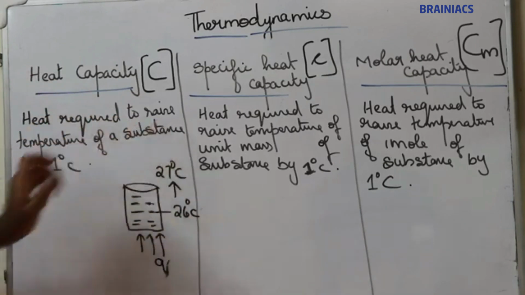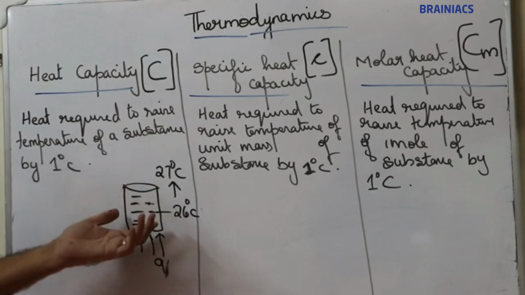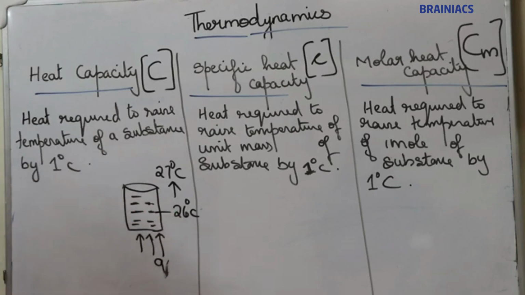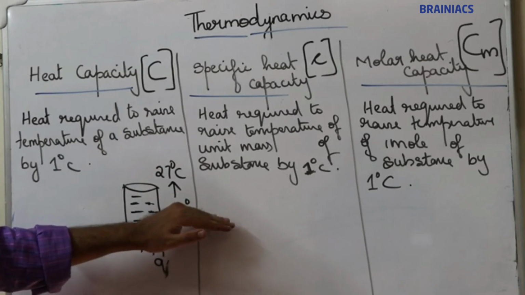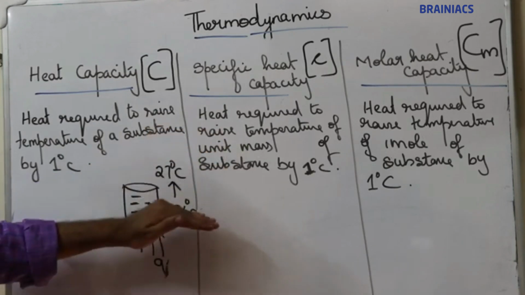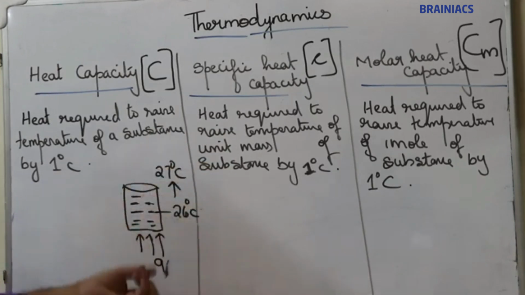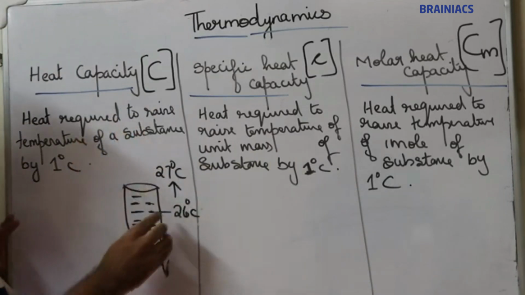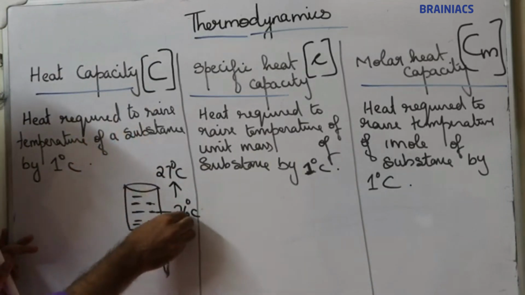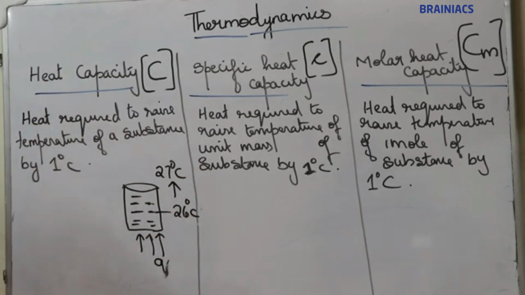Heat required to raise the temperature of a substance. Let the temperature of the substance be 26 degrees, and when we supply heat energy, the temperature will increase from 26 to 27. The heat required to raise the temperature of the substance by 1 degree Celsius is known as heat capacity.